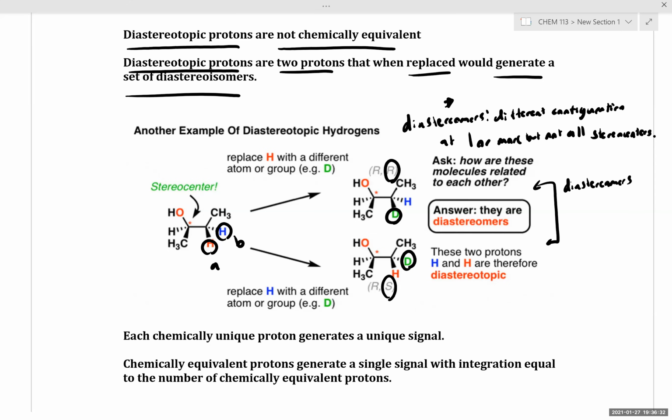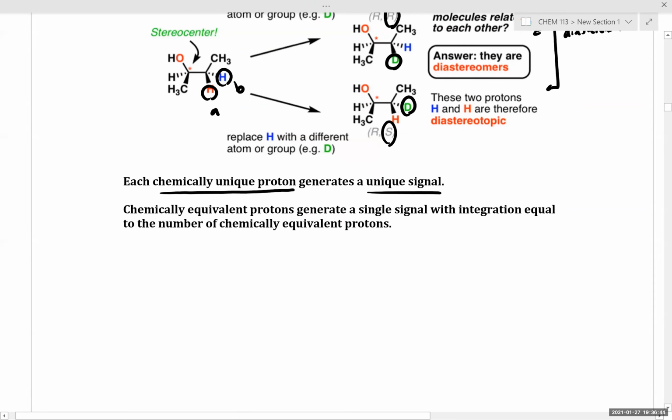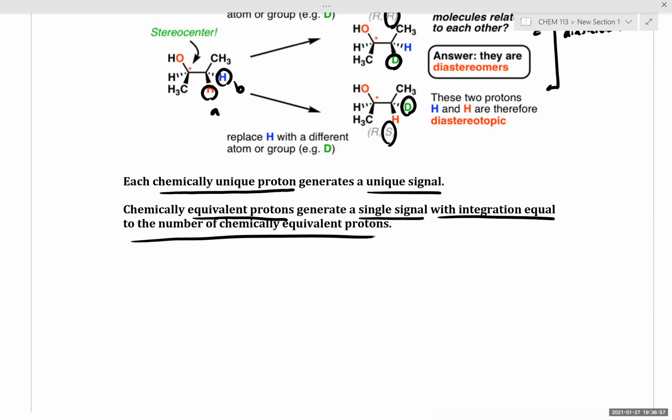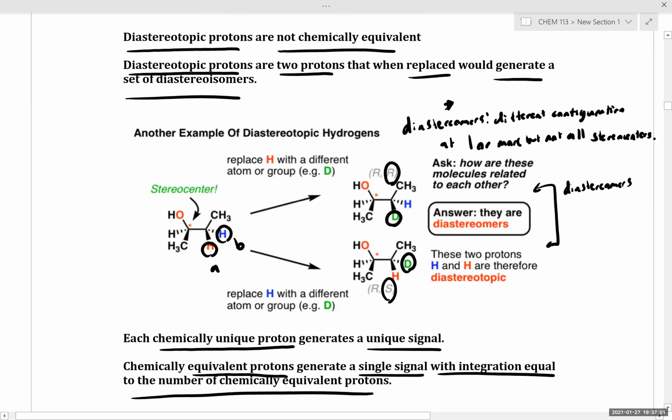Yes, thank you. Perfect. So why is this important? Well, each chemically unique proton generates a unique signal. And as a result, chemically equivalent protons generate a single signal with integration equal to the number of chemically equivalent protons. Any questions on this idea of homotopic, enantiotopic, and diastereotopic protons?